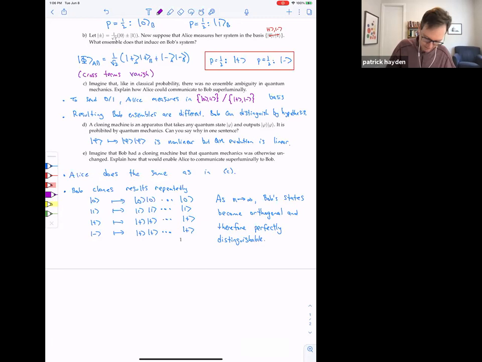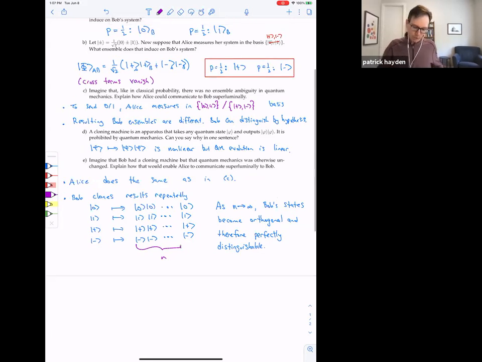Oops, typos. If he clones minuses, he gets minuses. He doesn't get pluses. And as the number of copies n goes to infinity, Bob's states become orthogonal, right? And so you have 4 states in some large Hilbert space that are becoming orthogonal. And so there's a measurement that Bob will be able to perform that will be able to distinguish them. And the probability of error, if you analyze this, will go to 0 exponentially with n. And so if you could clone, then you could communicate superluminally.